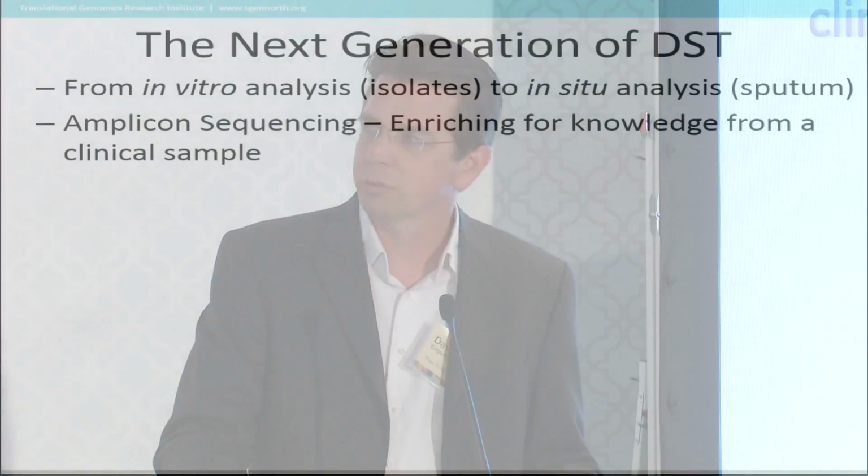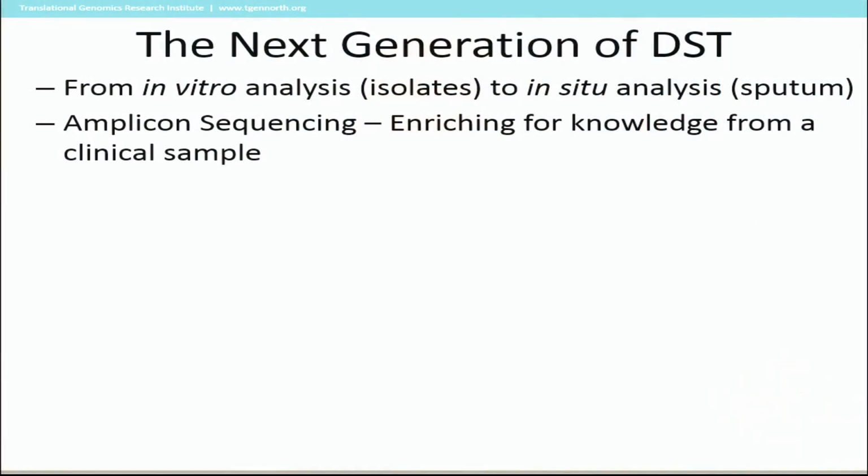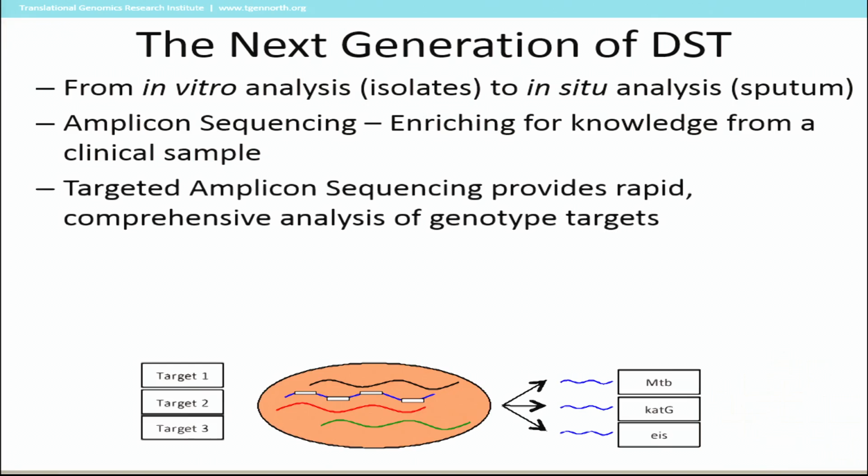So we see the next generation of DST as essentially going from in vitro analysis of isolates to the in situ analysis of sputum. In amplicon sequencing, the way I look at it is enriching for knowledge within the clinical sample. There is information there that we can turn into knowledge about treatment. Amplicon allows us to do that rather quickly and easily. It's essentially a comprehensive approach. We can look at all the targets of interest for us.